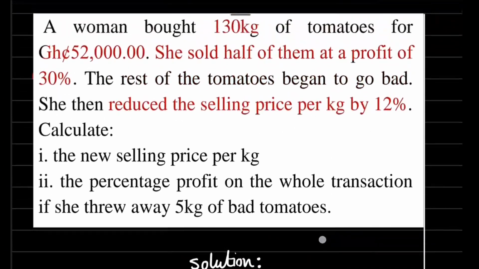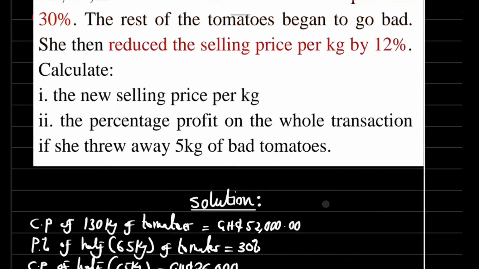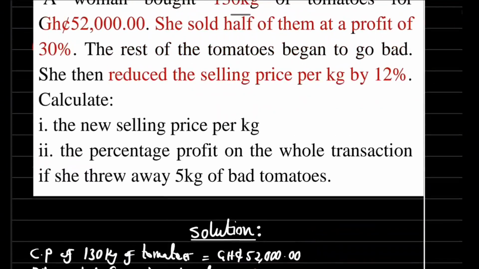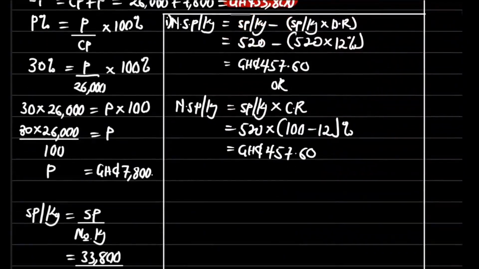Let's go back and continue with our reading. So we have calculated the new selling price, already given as this. Then you are asked to calculate the percentage profit on the whole transaction if you throw away 5 kg of the bad tomatoes. So that means you're supposed to know the remaining tomatoes after 5 kg of tomatoes are thrown away.